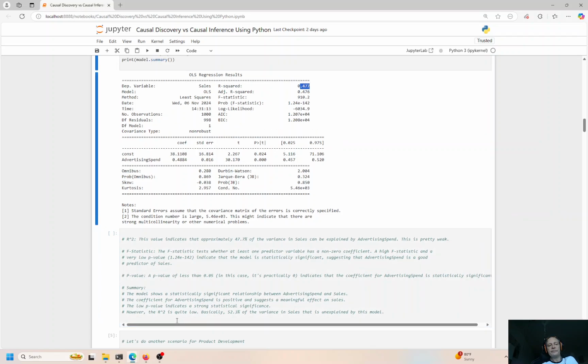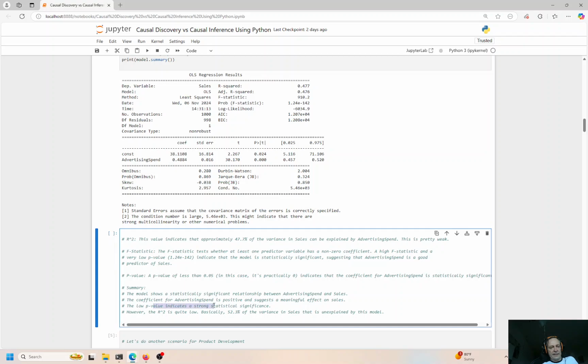That's very important. So the coefficient of advertising is positive. The low p-value is indicative of statistical significance. However, the R squared is pretty low, 0.47, 47%. 47% is explained. Oh, wait, that was unexplained. That was right. What is it? 52.3% is unexplained.